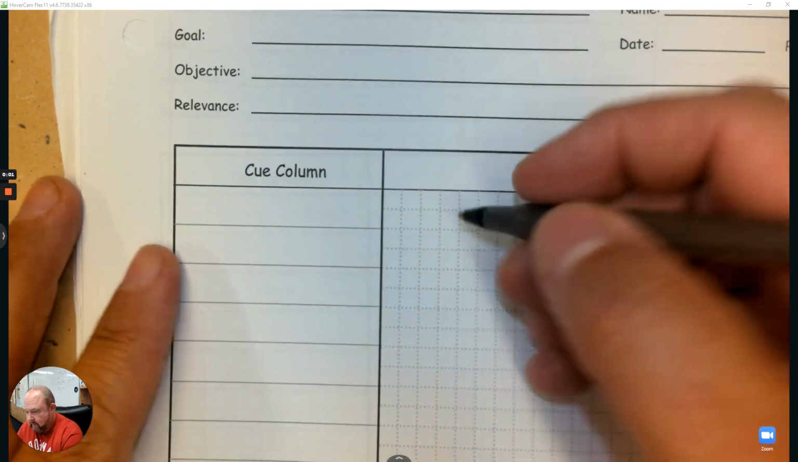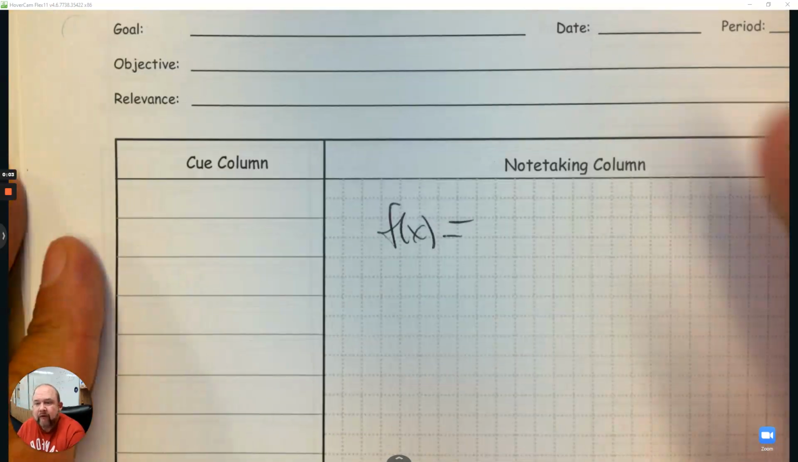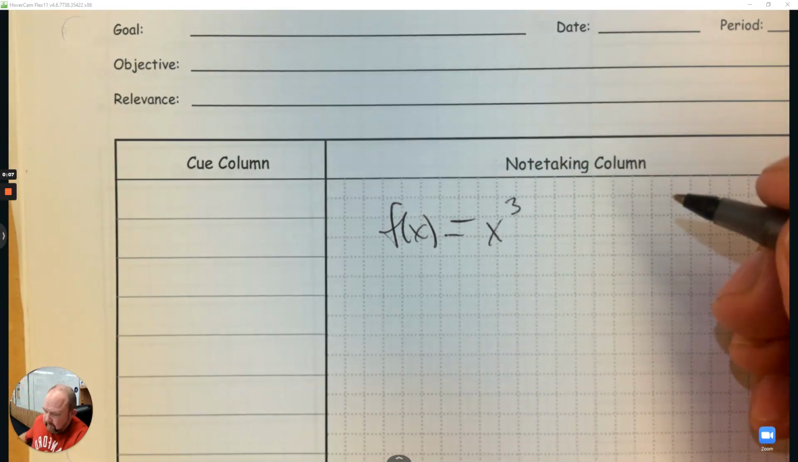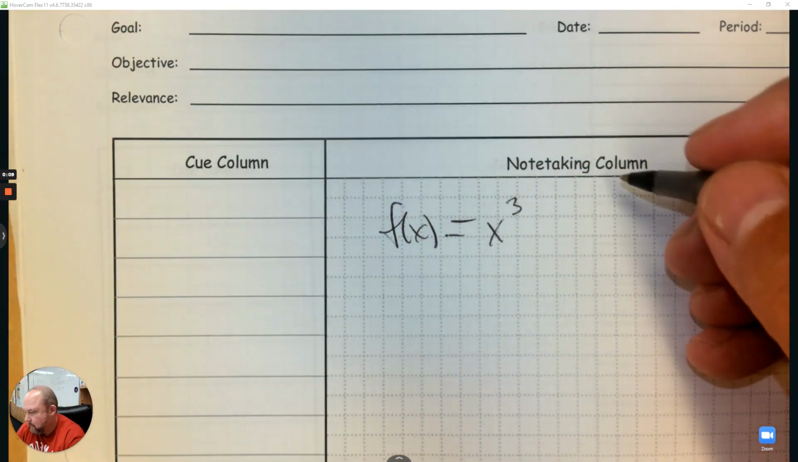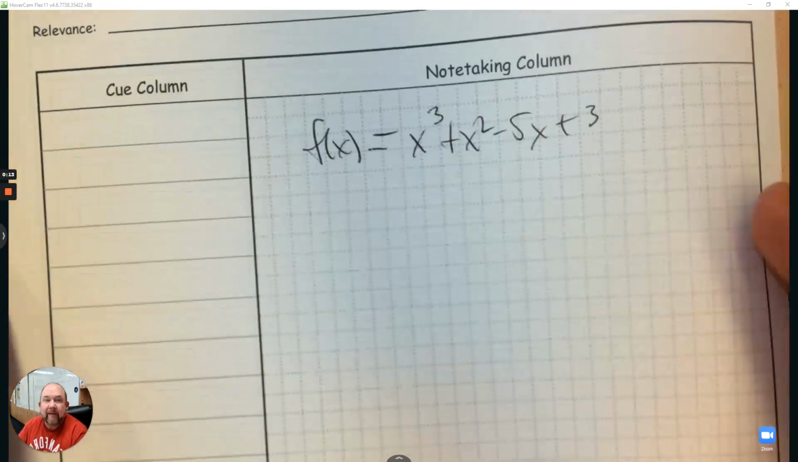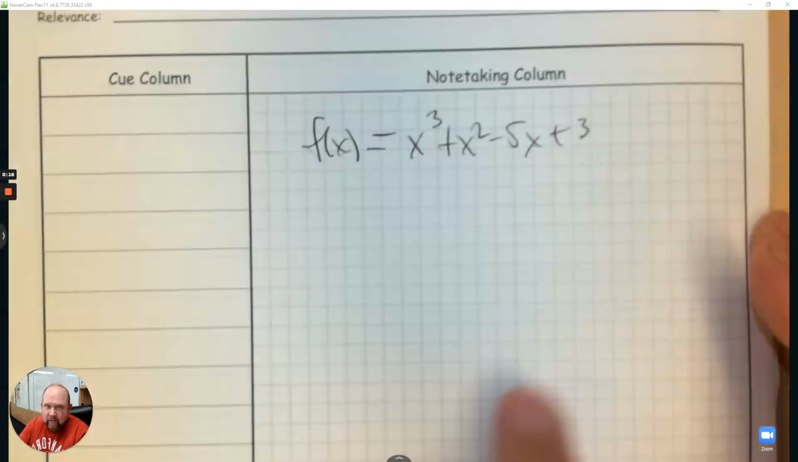All right, here's your homework. So the first equation for your homework was x cubed plus x squared minus 5x plus 3. And we're going to go together and we're going to graph this. And I'm going to take you through the steps.